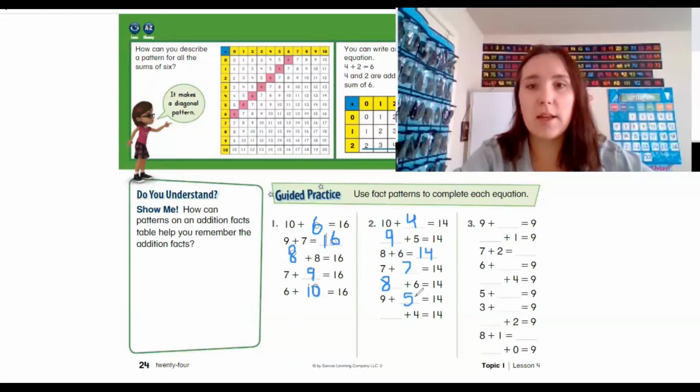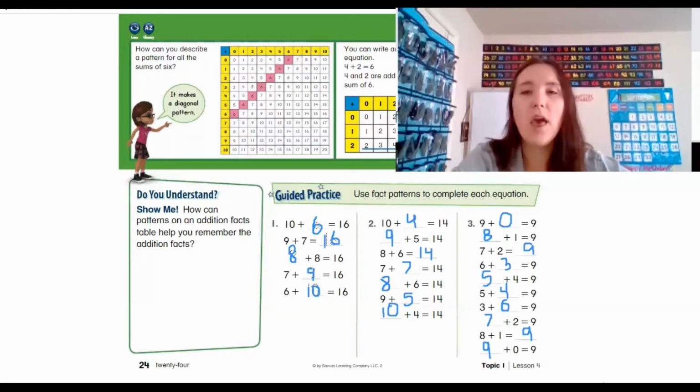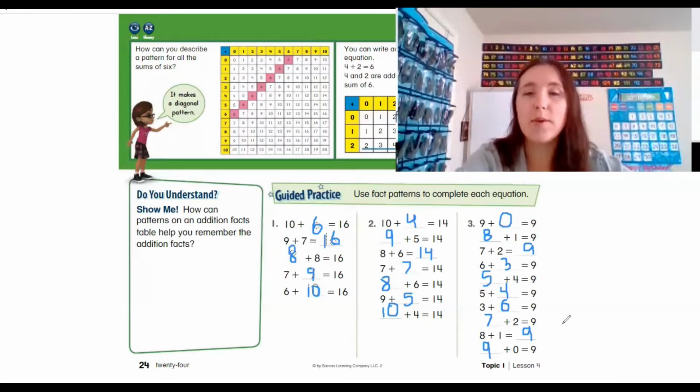Okay, let's look at my second addend. 5 went down by 1 to 4, so that means 10 has to go up by 1. So that means 9 has to go up by 1 to 10. I know it might seem a little tricky, it just takes a little bit of practice to do these problems, but you guys will figure it out.